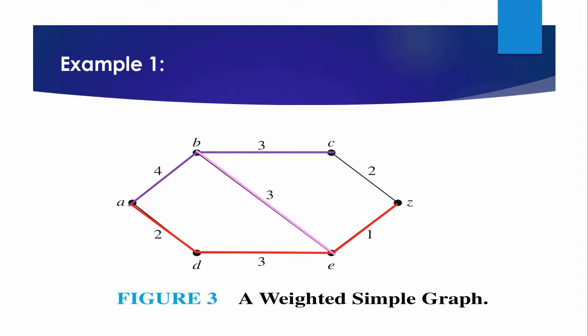Because the shorter of these paths is ADEZ, the fourth closest vertex to A is Z, and the length of the shortest path from A to Z is 6.